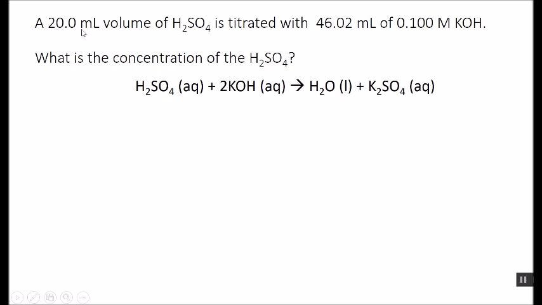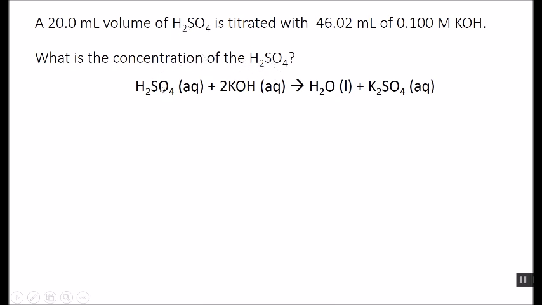Let's say we take 20 milliliters of sulfuric acid and we don't know its concentration. So we titrate it with a potassium hydroxide solution with a known concentration. It's 0.1 molar, and our titration required a large volume, 46.02 milliliters of this potassium hydroxide. This is the amount that was required to completely react all of the sulfuric acid. The question we can answer is, what is the concentration of the sulfuric acid?